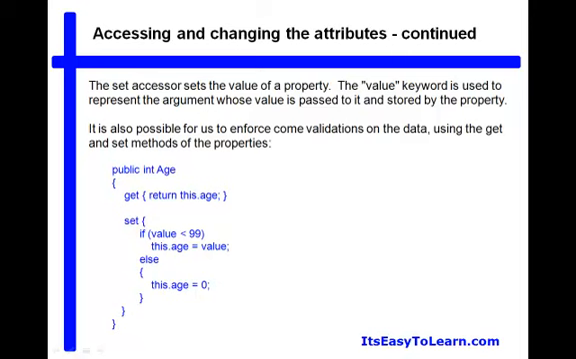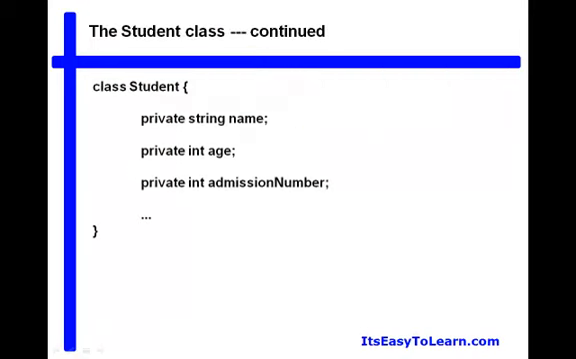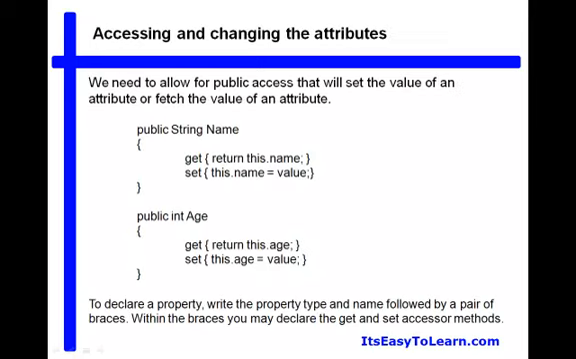The set accessor sets the value of a property. The value keyword is used to represent the argument whose value is passed to it and stored by the property. So this specialized structure for properties in C# allows you to enforce some validations on the data. So in general, it's always a good practice, whenever you're declaring attributes, to declare them privately and then allow for public access using C# properties.